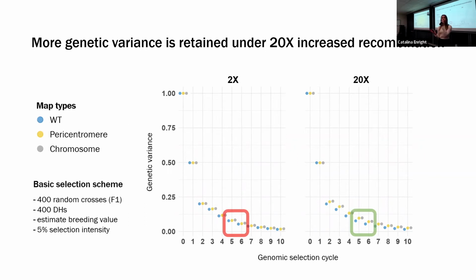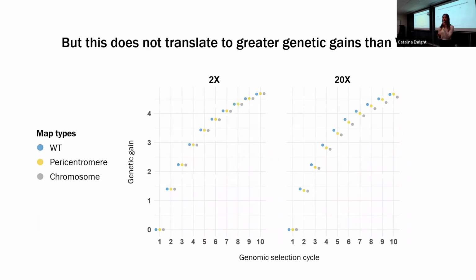Around 5 or 6 cycles of genomic selection, I'm highlighting here because that's traditionally our duration of a breeding program. We didn't see any real significant difference in the genetic variation retained under increased recombination. However, under 20-fold increased recombination, those larger map types did hold on to more genetic variation compared to wild type.